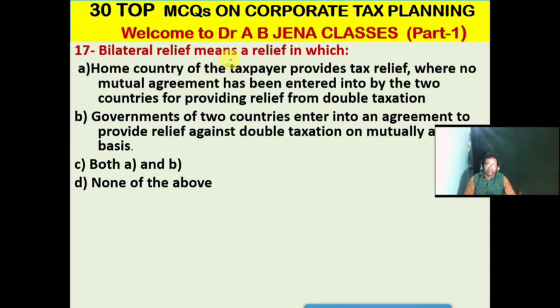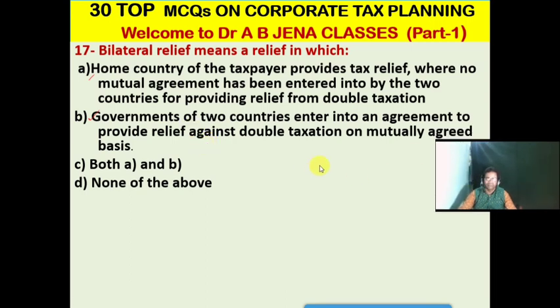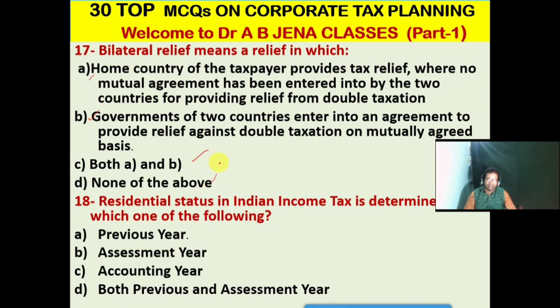bilateral relief means a relief in which A. It's a home country of the taxpayer provides a tax relief where no mutual agreement has been entered into by the two countries for providing relief from the double taxation. B. It's the governments of two countries enter into an agreement to provide the relief against the double taxation on mutually agreed basis. C. It's both A and B. D. It's none of the above. So friends, B is the right option for this MCQ.